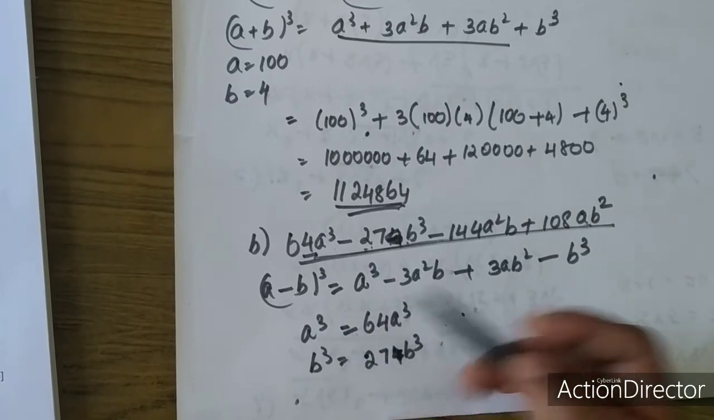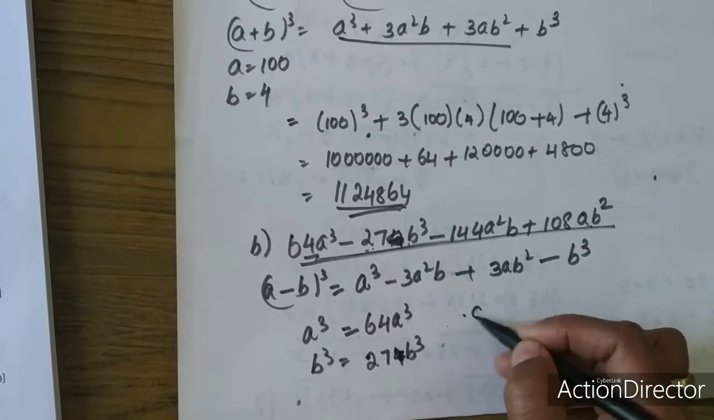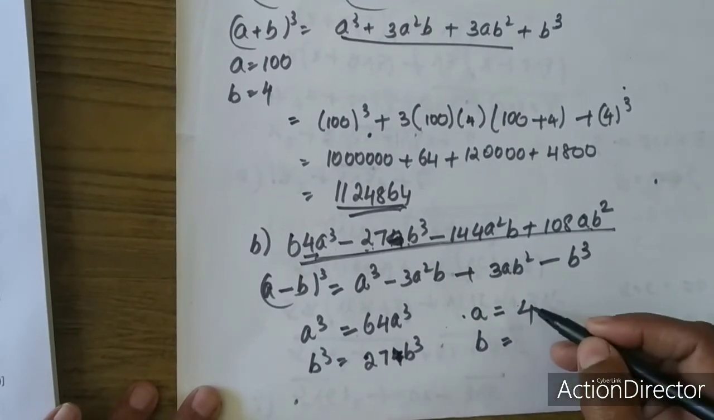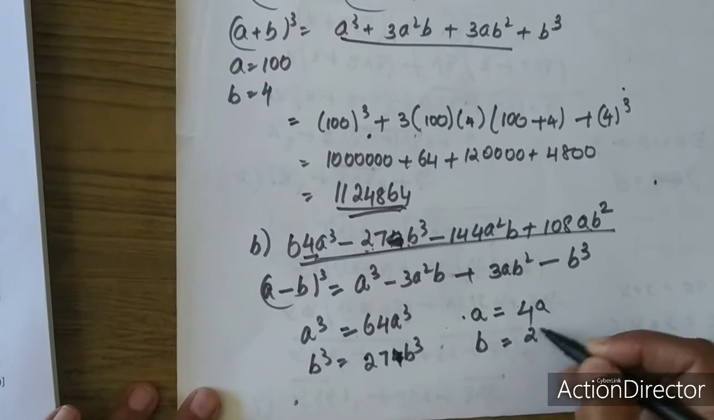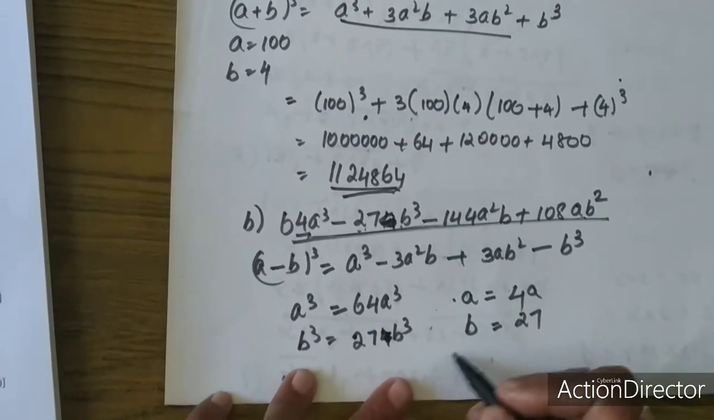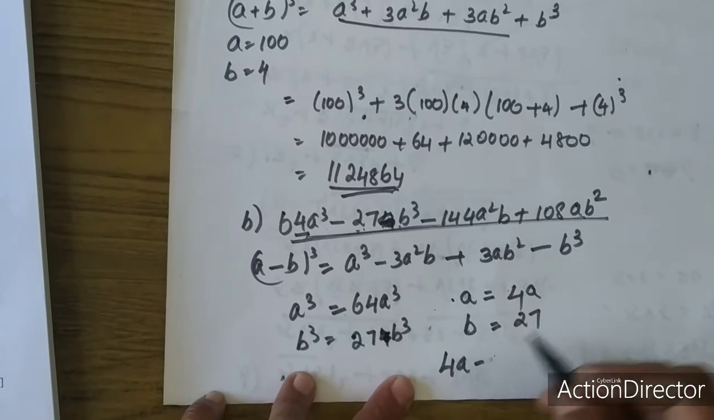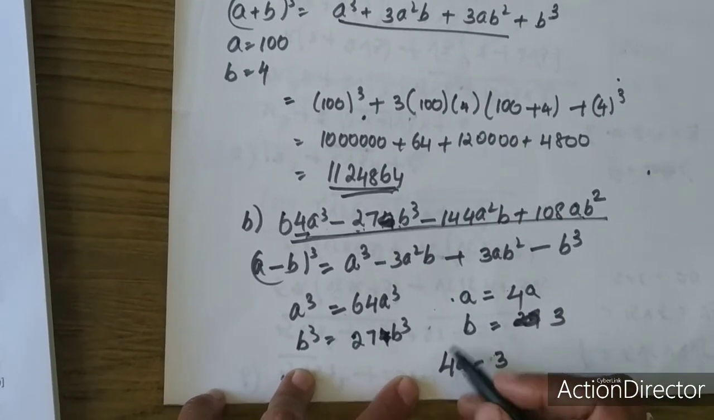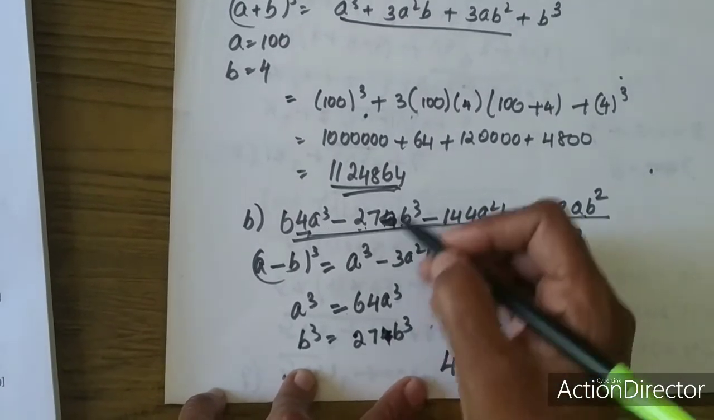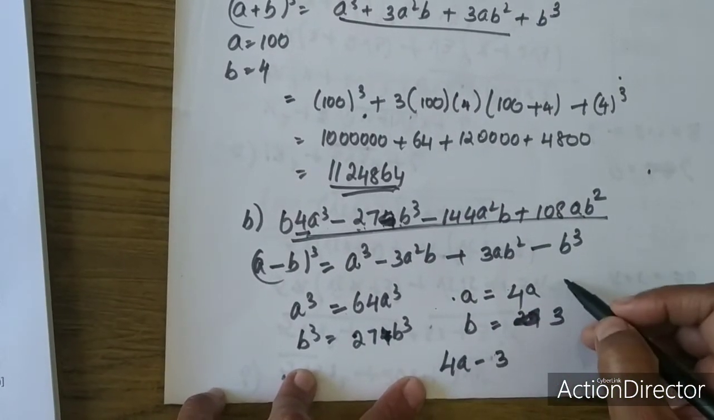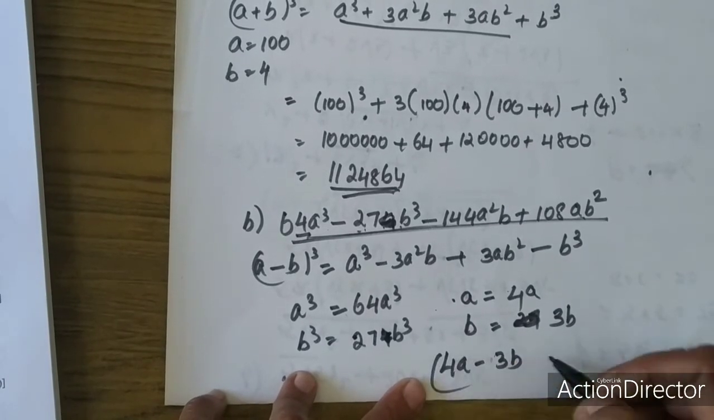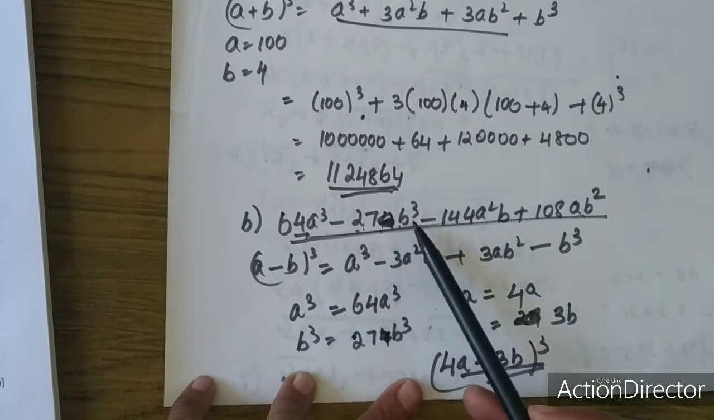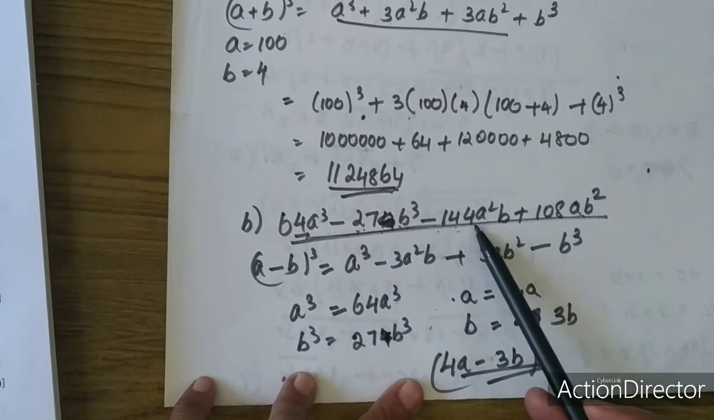Now a will be equal to the cube root of 64, which is nothing but 4a, and b is equal to 3b. Since it is a minus identity, my answer will be 4a minus 3b whole cube. Let me say once again, the given expression is 64a cube minus 27b cube minus 144a square b plus 108ab square.